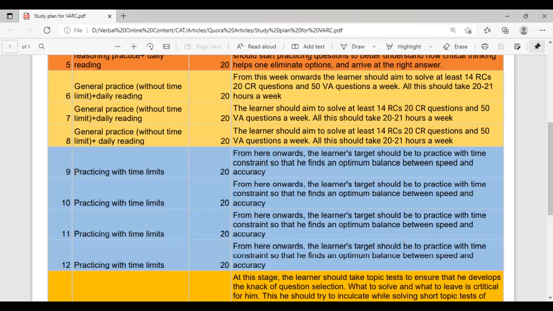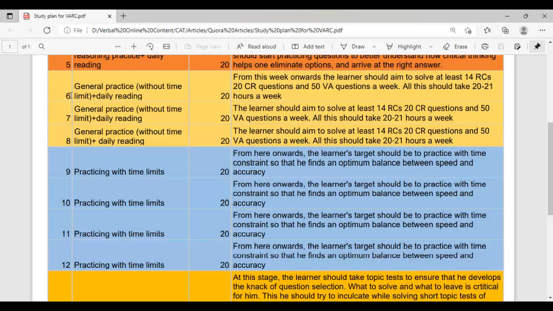So the same kind of activity has to be done as was done in the earlier sixth, seventh, and eighth week. But now here you will be adding some sort of time limit. And the time limit is 2 minutes per question. Understand this. Regardless of whether the paper is of 1 hour, 40 minutes, or whether we have 24 questions, 20 questions, 26 questions, that is immaterial. The point is that while practicing, you should not give more than 2 minutes to any question. So practicing with time limits means 2 minutes per question.